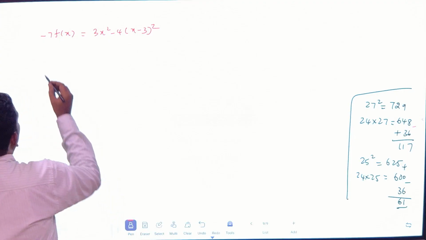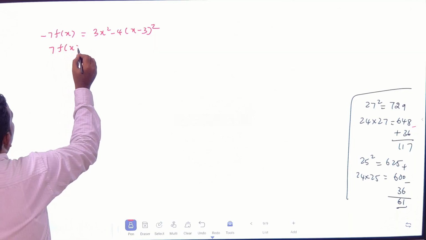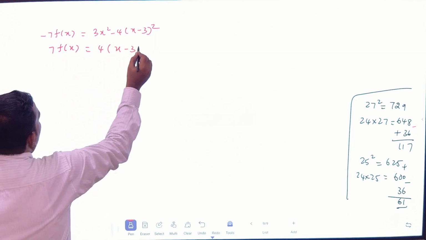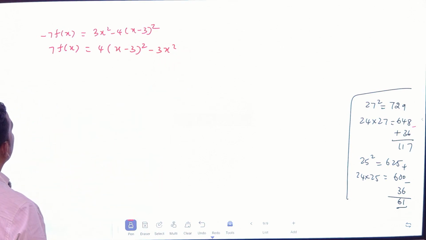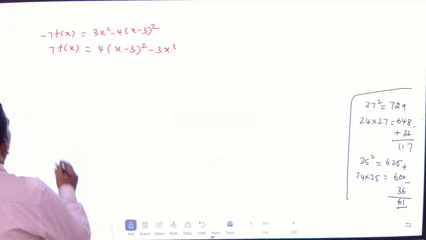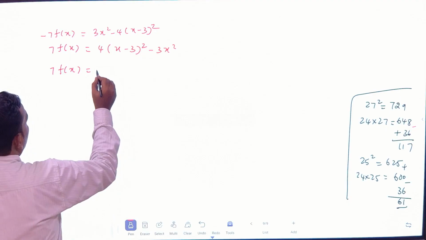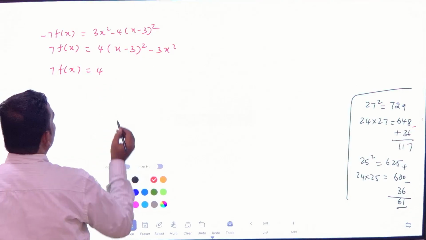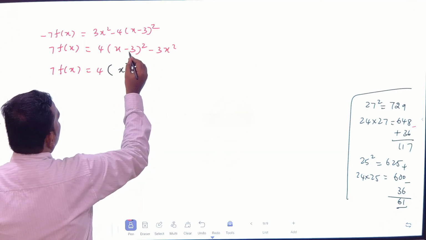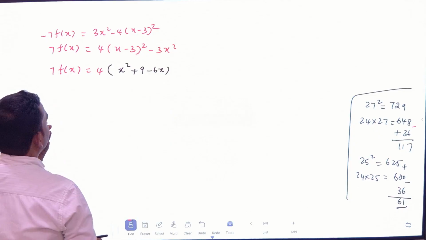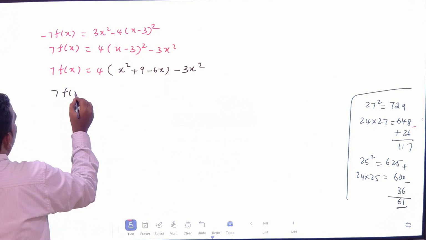Now you can simplify this quickly. You can multiply by minus 1 on both sides. 7 times f of x equals 4 into x minus 3 whole square minus 3x square. So 7 times f of x equal to 4 into, expanding this, x square plus 3 square is 9, minus 6x, minus 3x square.